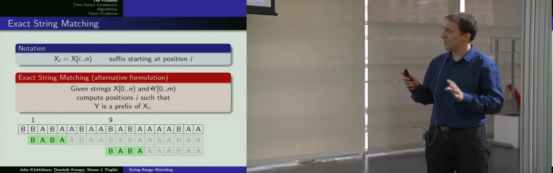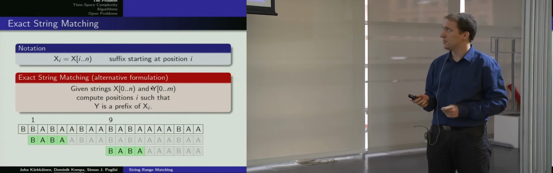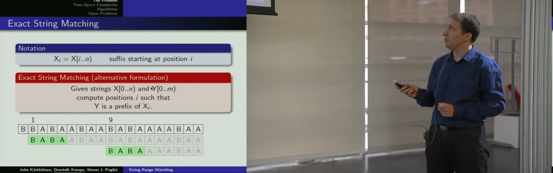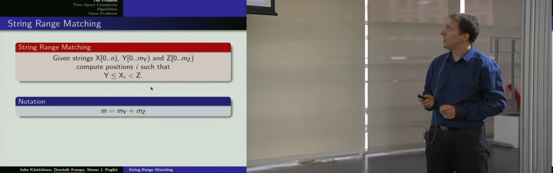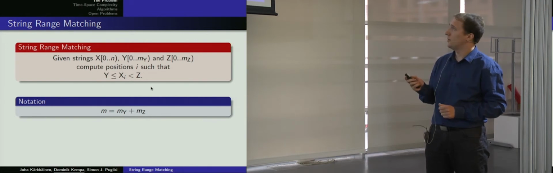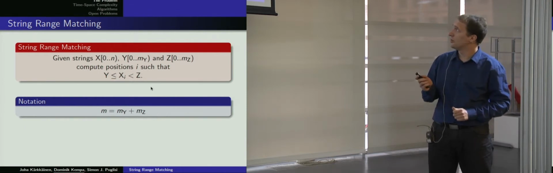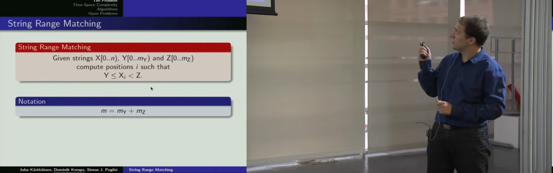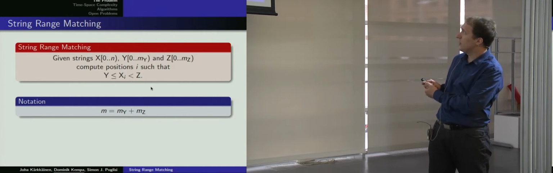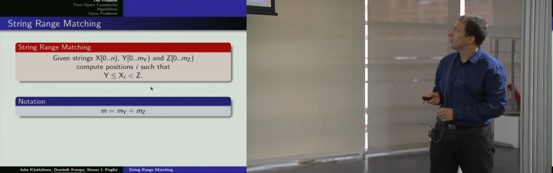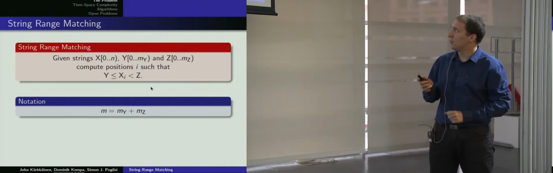And this relation between the pattern and suffixes of the text is what we generalize to obtain the new problem we call string range matching. In string range matching, we are given a text x as before, but rather than one pattern y, this time we have two patterns, y and z. And the goal is to compute all positions i in the text such that the suffix xi belongs to the lexicographical range defined by pattern y and z, or formally that this inequality is satisfied. And by m now we denote the combined length of the two patterns.